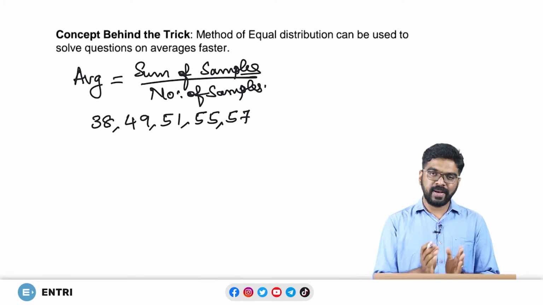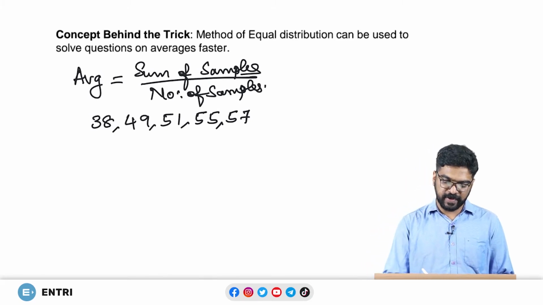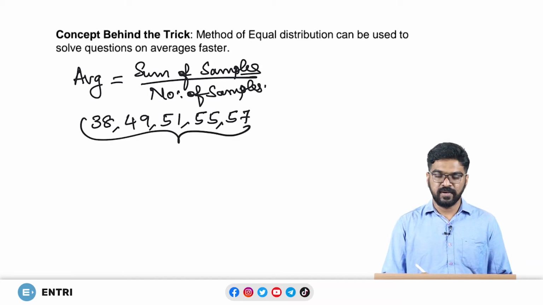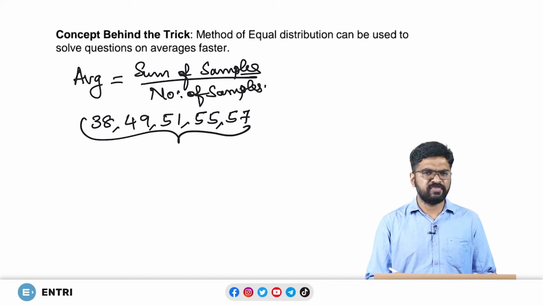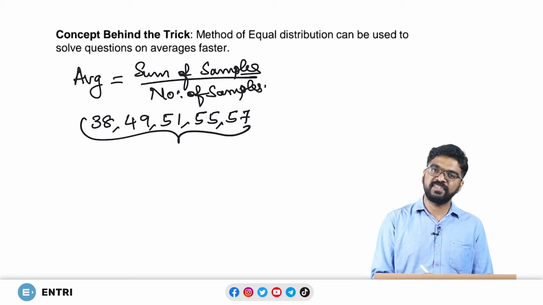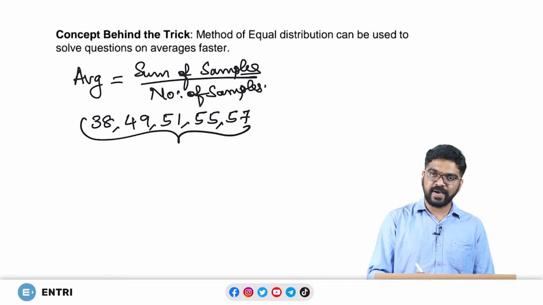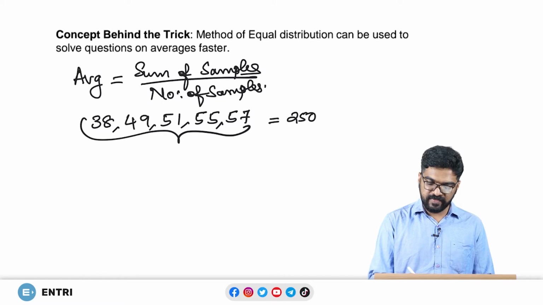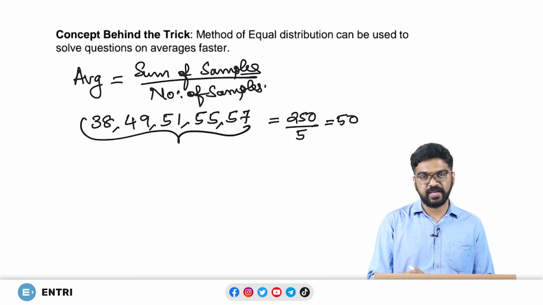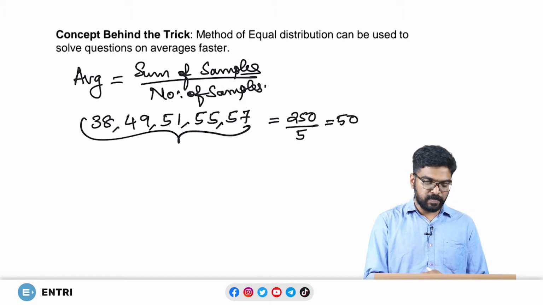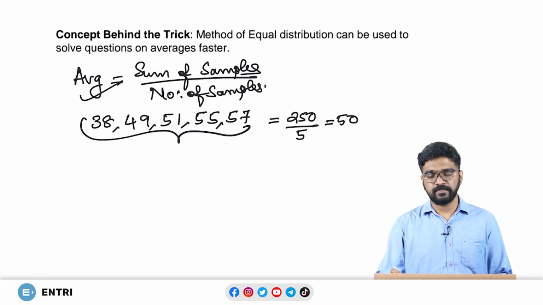If I want to equally distribute this chocolate between these 5 people, then what you have to do is you need to take the average of this. So in order to take average, we need to take the sum of the samples and divide by the number of samples. So adding all these values will fetch you a total of 250, and when you divide it by 5, the resultant value or the average is 50. So this is what the normal expression for average is.